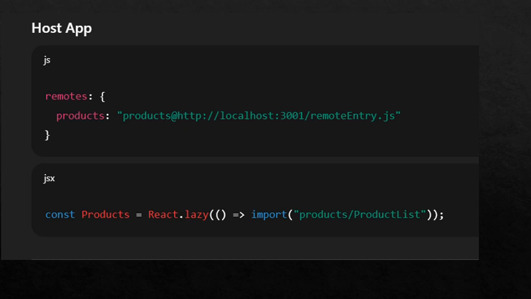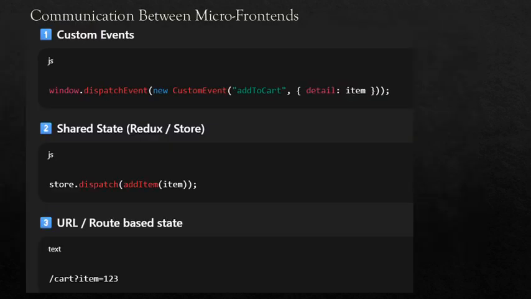Micro-frontends are integrated in different ways. Here is how it is integrated in a React app with lazy loading. Micro-frontends can communicate with each other by custom events, shared state like Redux, or URL route state.